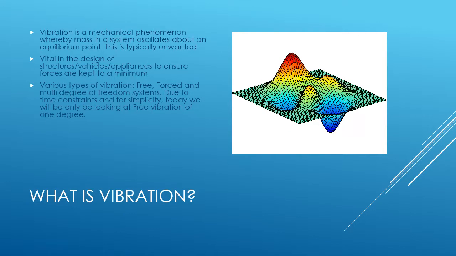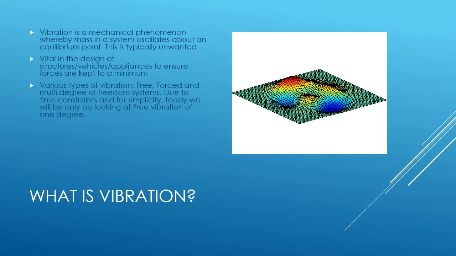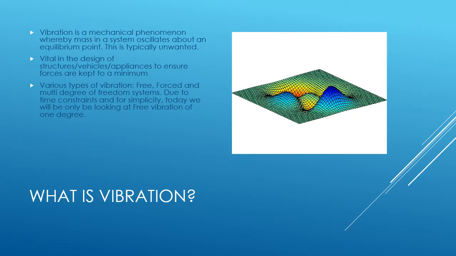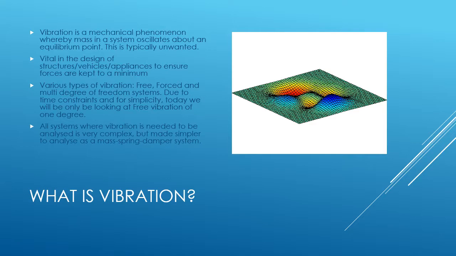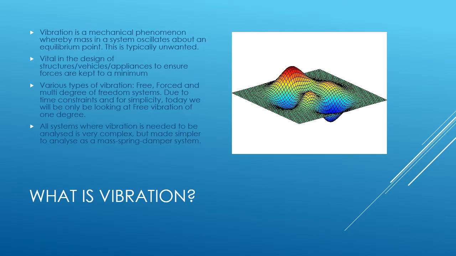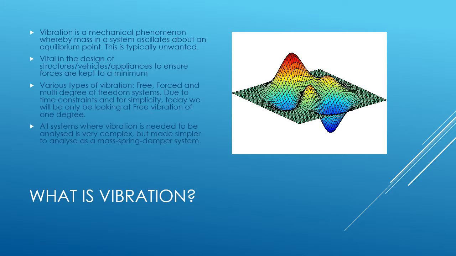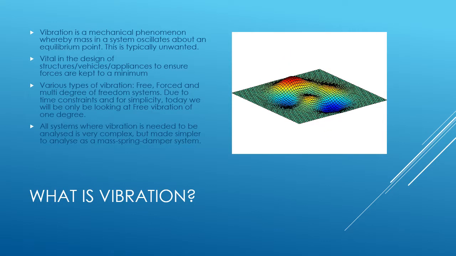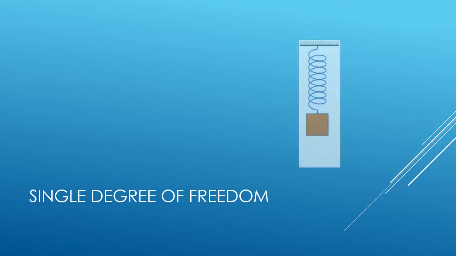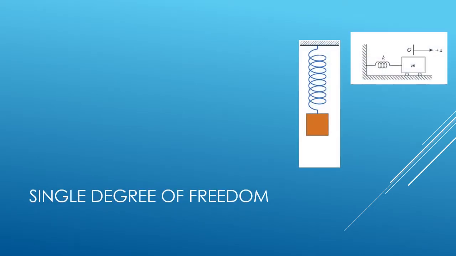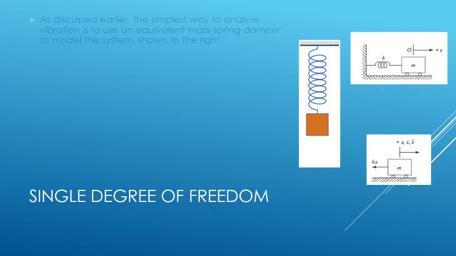There are various types of vibration. We've got free vibration, which we'll be looking at today, forced vibration, and multi-degree of freedom system vibration, which is basically how all systems work. Due to time constraints and for simplicity, today we'll only be looking at free vibration of 1 degree of freedom, with and without damping. All systems where vibration needs to be analysed are very complex, but engineers make it much simpler to analyse them as a basic spring mass damper system.